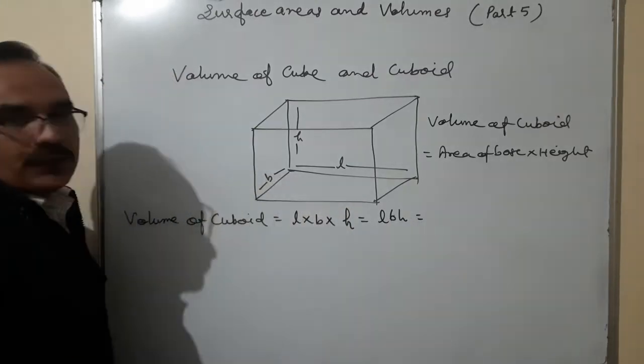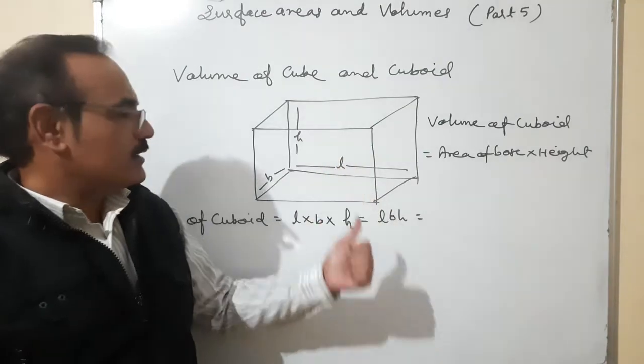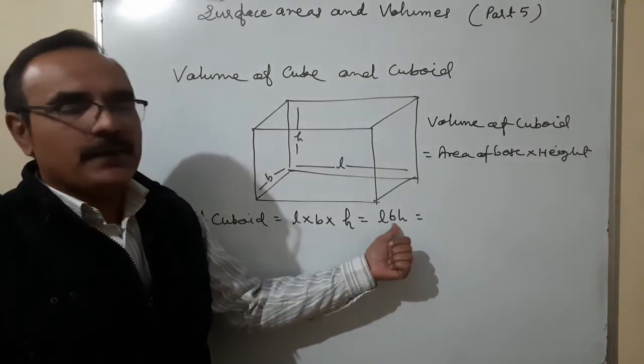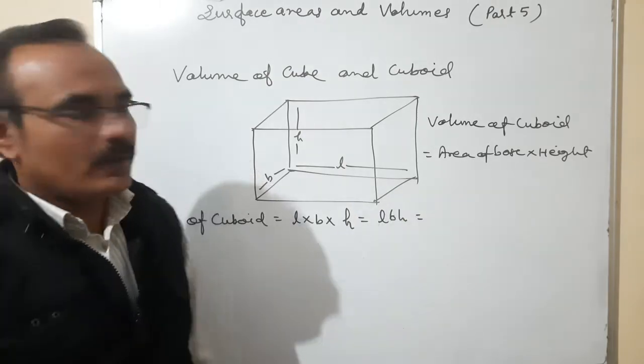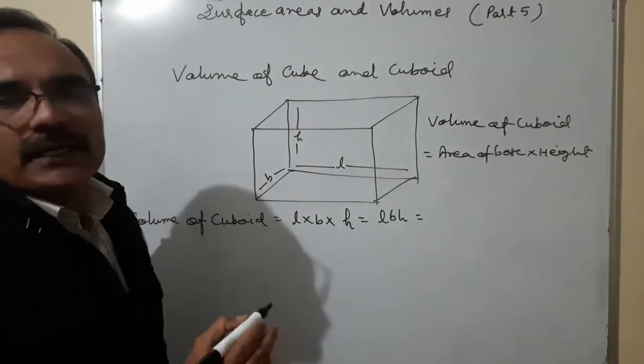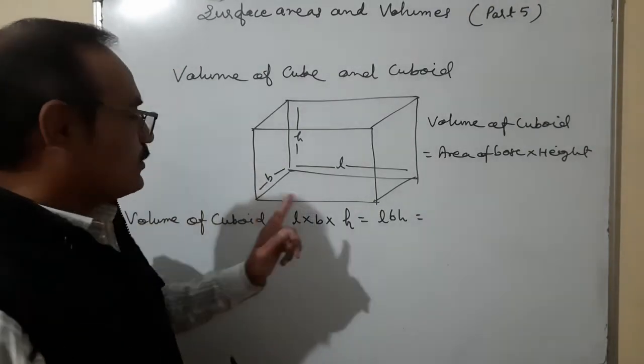And what is the unit of it? Suppose the unit is centimeter, centimeter and centimeter. So L centimeter into B centimeter into H centimeter. That means L into B into H centimeter cube. So its unit is centimeter cube or meter cube or kilometer cube. So this is the volume of cuboid.